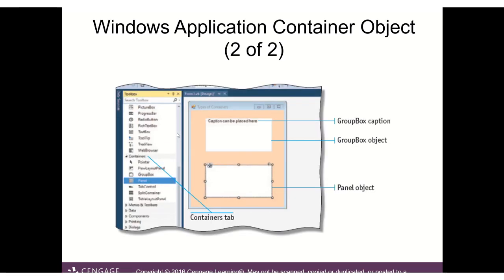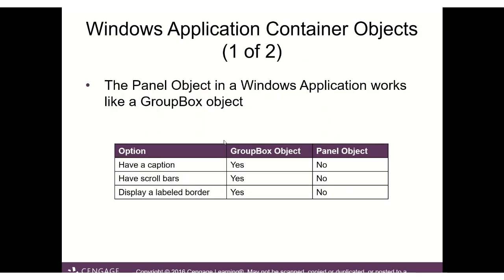This is an illustration: this is the group box object, this is the panel object. You can place the caption, but for the panel object you have to put the caption separately at the top as a label. So group box is more compact. From the previous comparison table, you can see that the group box object is much more compact than the panel object. So you should be using group box for this type of use case, the one we are discussing here.